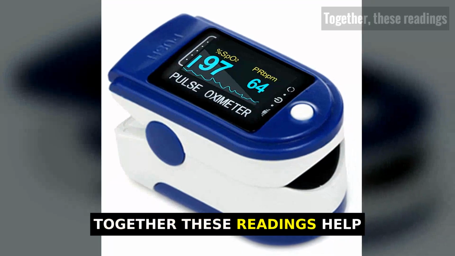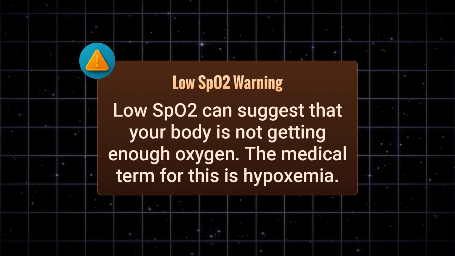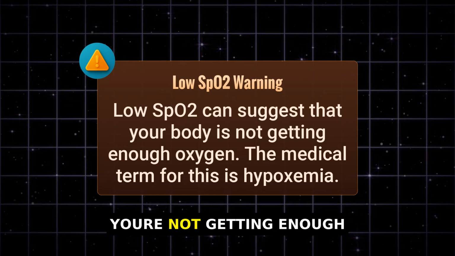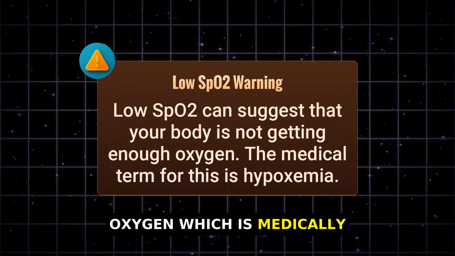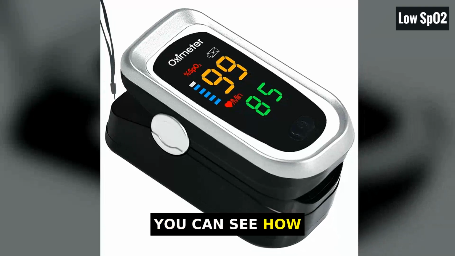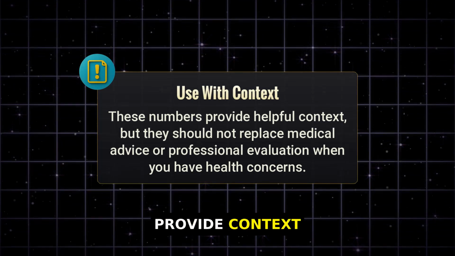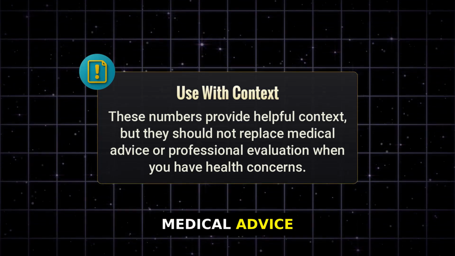Together, these readings help create a picture of your respiratory and cardiovascular health. Low SpO2 can suggest you're not getting enough oxygen, which is medically termed hypoxemia. By checking PR BPM, you can see how hard your heart is working. Remember, these numbers help provide context, but should not replace medical advice.